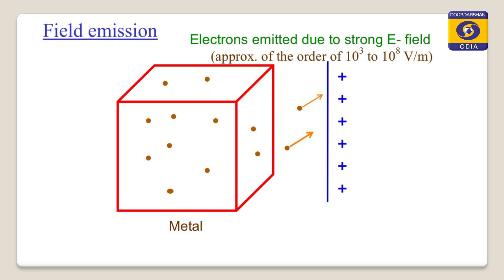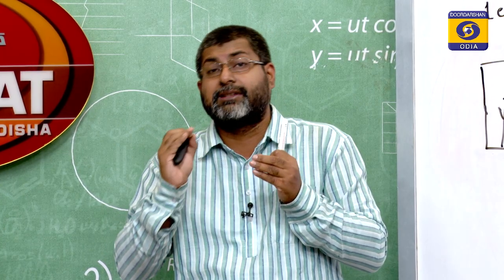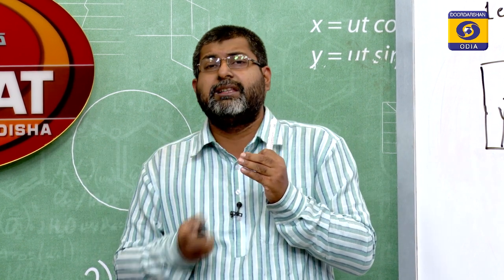In case of field emission, the emission of electron occurs due to application of a strong electric field. This strong electric field drags these electrons out of the metal surface. Then comes secondary emission. What happens here? An energetic electron strikes the electron inside the metal atom, and it transfers some amount of energy to that electron, and if this energy is sufficient to overcome the surface barrier, this electron will come out of the metal surface. The ejected electron is called the secondary electron, and the electron that strikes, that causes this emission, is called the primary electron.